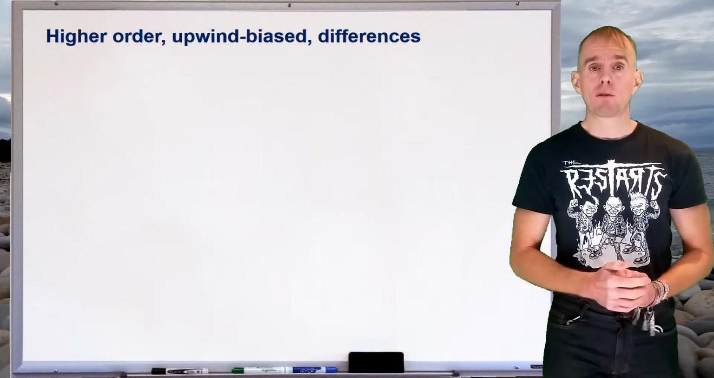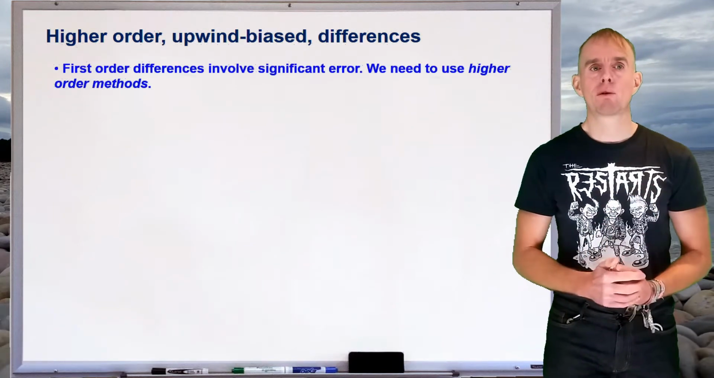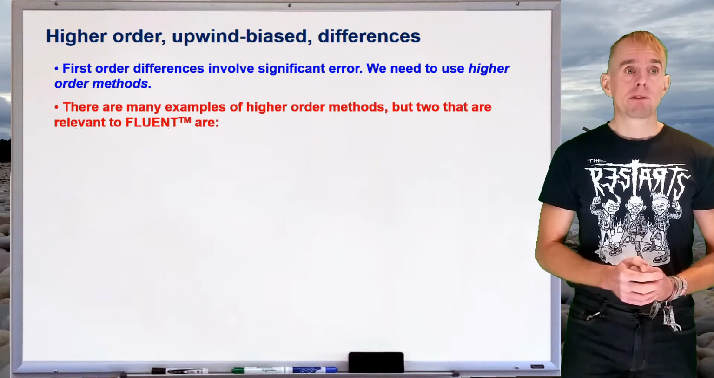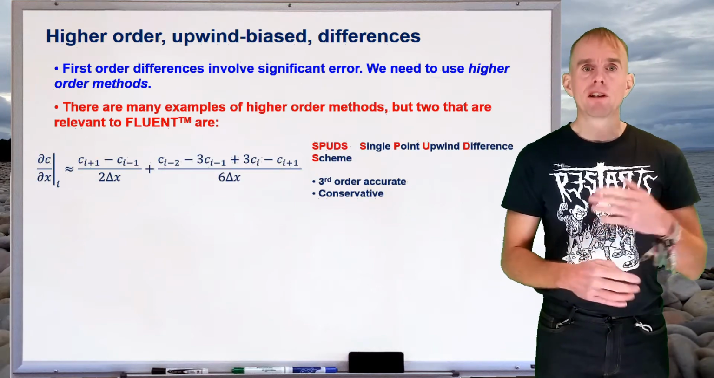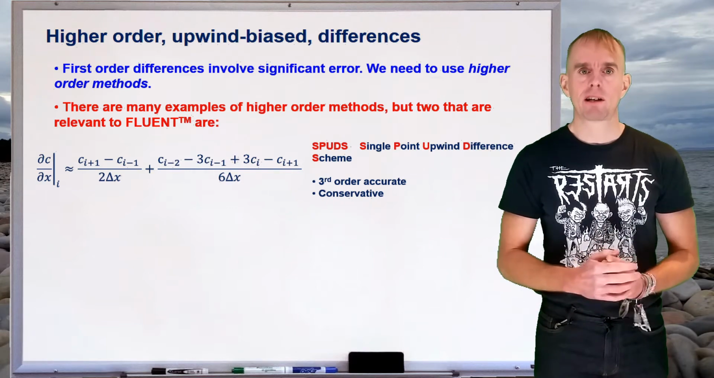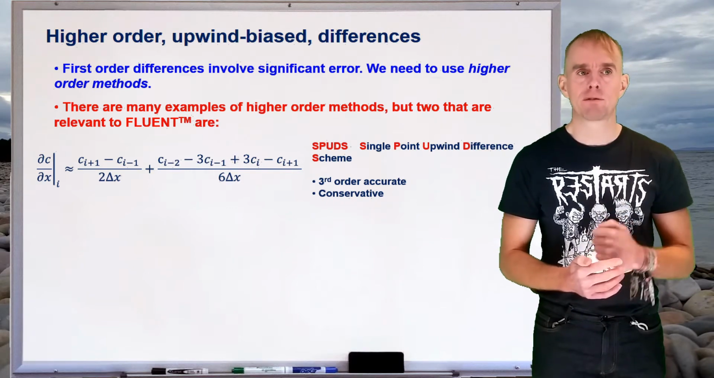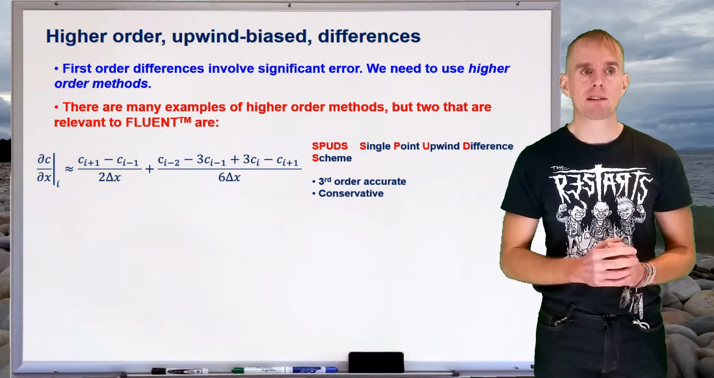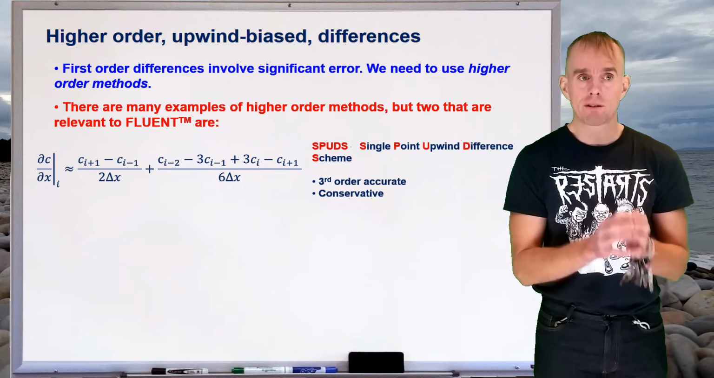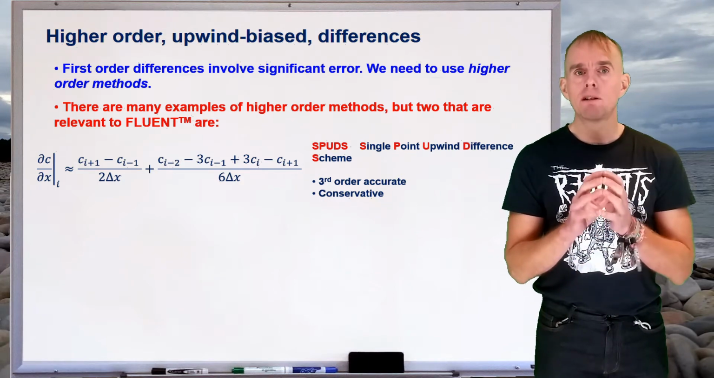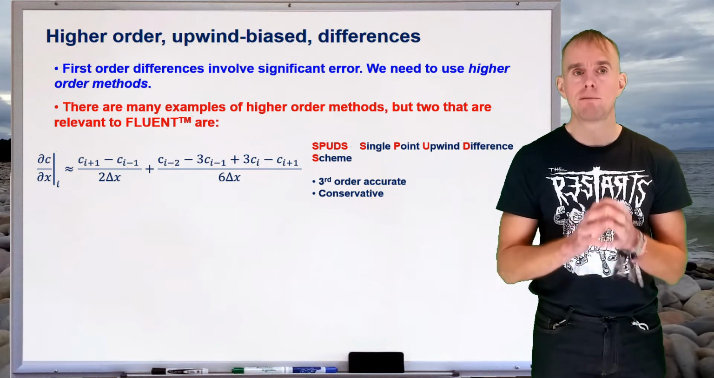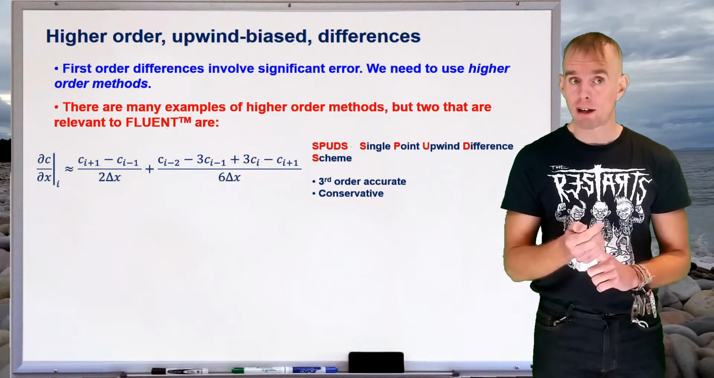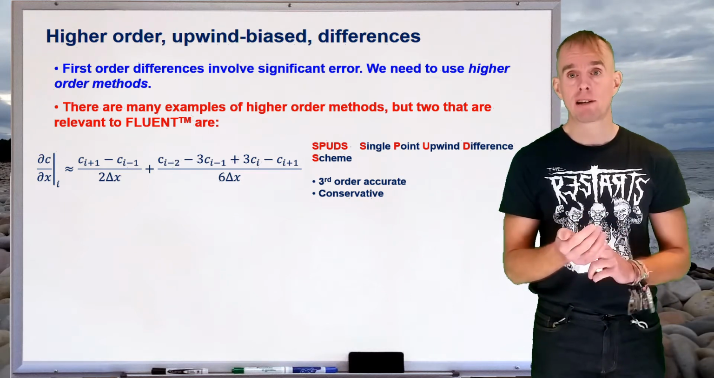So what we need are higher order methods, and I'd like to introduce two higher order methods to you, one of which you will see implemented within Fluent. Now, the first scheme is called SPUDS. You'll find that numericists love their acronyms, and SPUDS is an acronym for the single point upwind difference scheme. I've written it in terms of space derivatives here, so dc/dx is going to be what looks like a central difference to start with, but then with upwind-biased differences to correct it, to keep the information flow correct. And what we find is that this will be stable, third order accurate, and conservative, and so we don't get mass loss or mass gain.